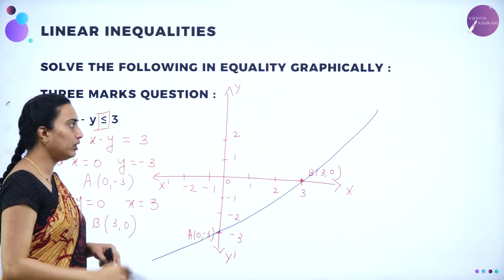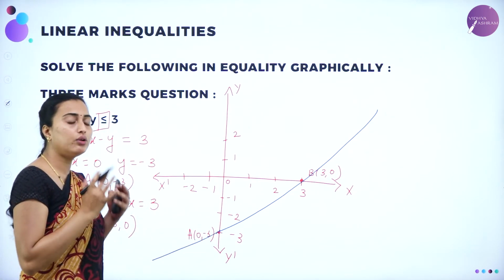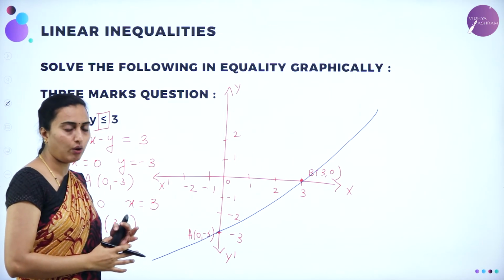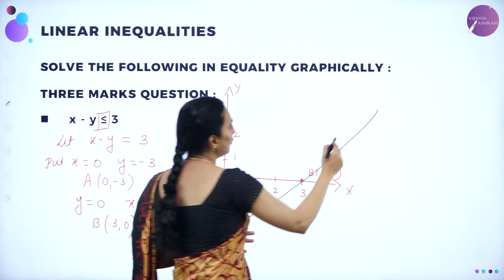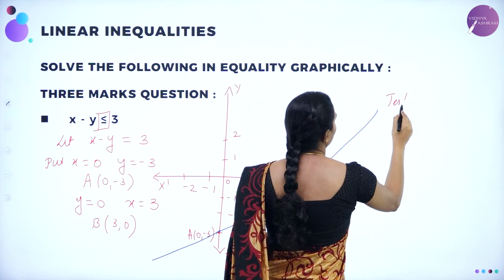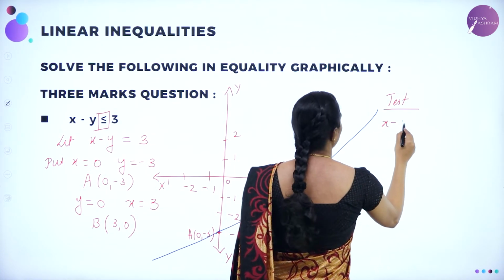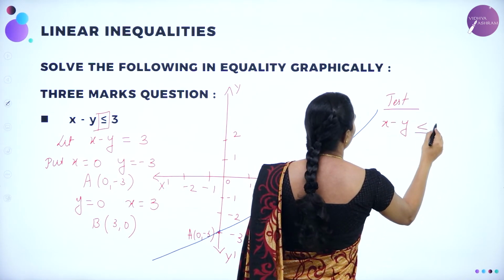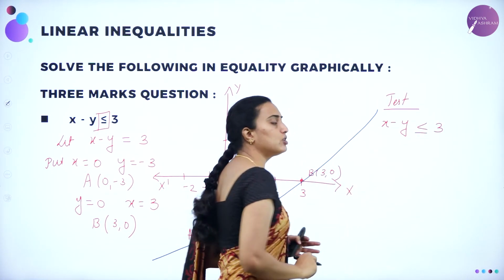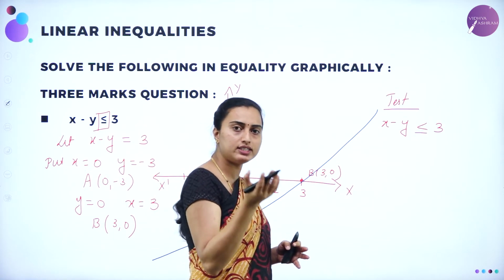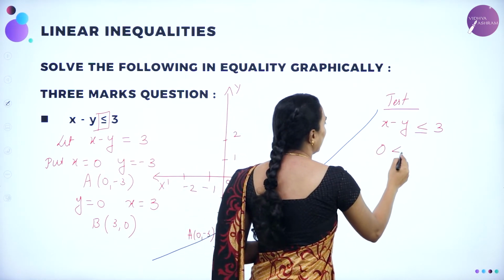Now you need to draw the region, where the region will lie. Testing for the origin. What is the inequality they have given? x minus y is lesser than or equal to 3. Now put x equal to 0, y equal to 0. 0 minus 0 is 0. So 0 is lesser than or equal to 3.